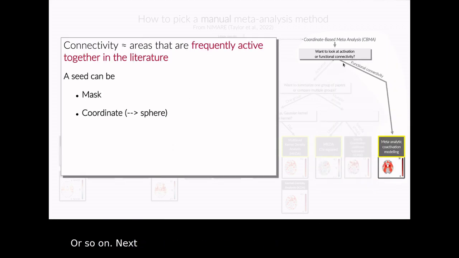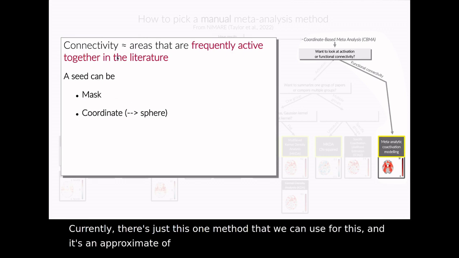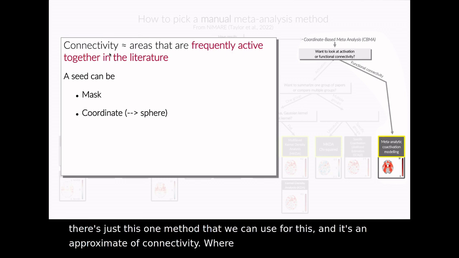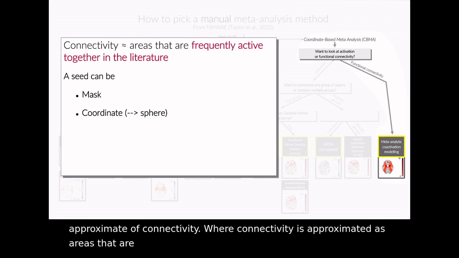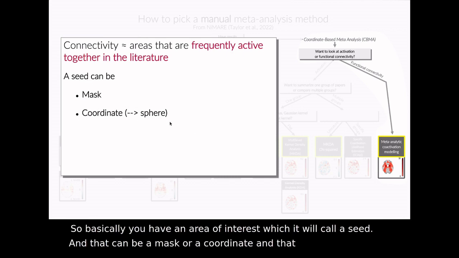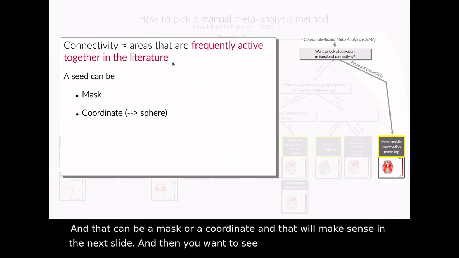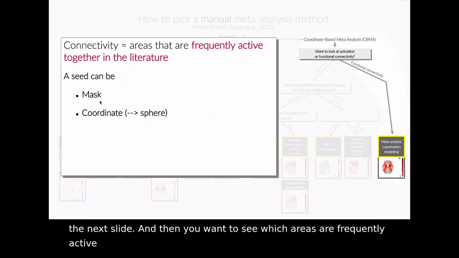Next, let's look at the branch for functional connectivity. Currently there's just this one method that we can use for this, and it's an approximative connectivity, where connectivity is approximated as areas that are frequently active together in the literature. So basically you have an area of interest, which we'll call a seed, and that can be a mask or a coordinate, and that will make sense in the next slide. And then you want to see which areas are frequently active in the literature with that masked area or that coordinate.